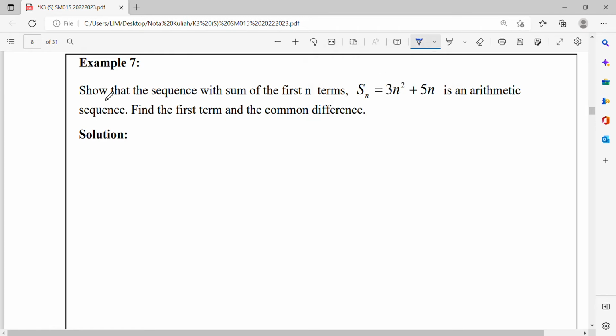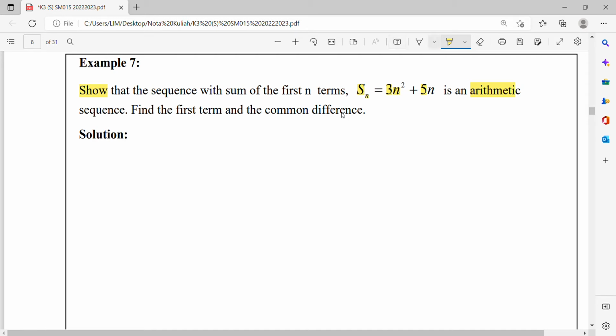Okay, this question says: show that this sequence with the sum of n terms is an arithmetic sequence. Then find the first term and the common difference. So you have to show first, you have to prove that the pattern having this formula is an arithmetic sequence. So how are you going to show it is an arithmetic sequence?